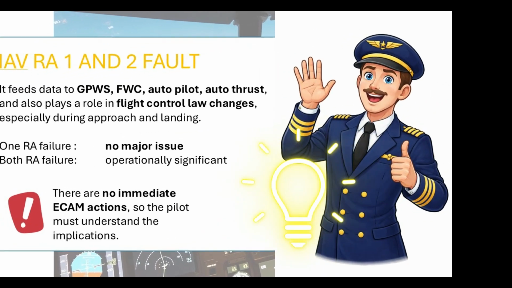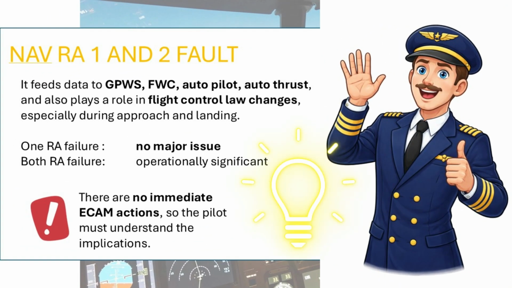Radio altimeter provides important inputs to multiple systems. It feeds data to GPWS, FWC, autopilot, autothrust, and also plays a role in flight control law changes, especially during approach and landing. If one radio altimeter fails, it is not a major issue. The other RA continues to provide valid data, and most systems operate normally.